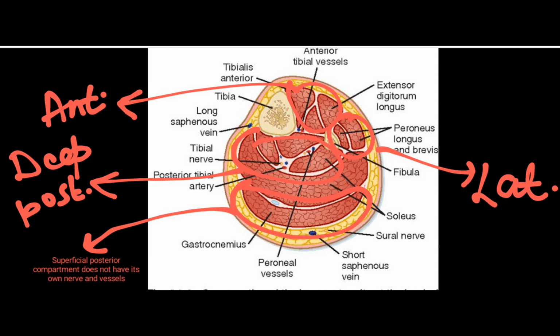So, what are the vessels? Again, we are revising. In the anterior compartment, we had the anterior tibial vessels and deep peroneal nerve. In the lateral compartment, superficial peroneal nerve and fibular vessels. And in the deep posterior, we have the tibial nerve and the posterior tibial vessels. In the superficial posterior, there are no vessels. So that is what we need to remember about the compartments of the leg.